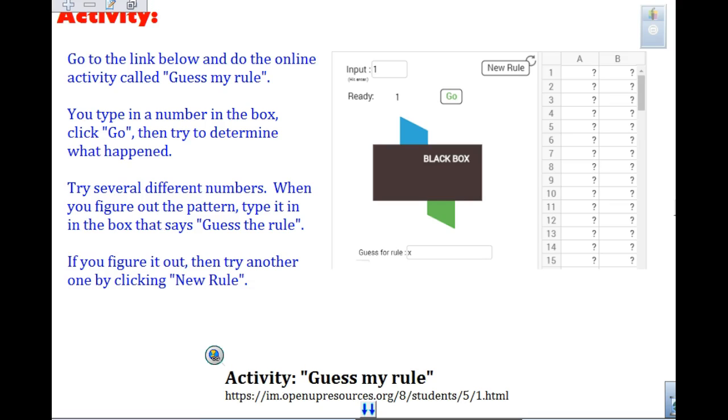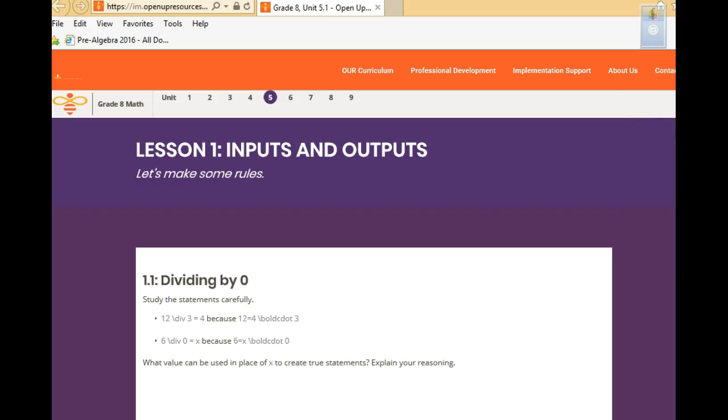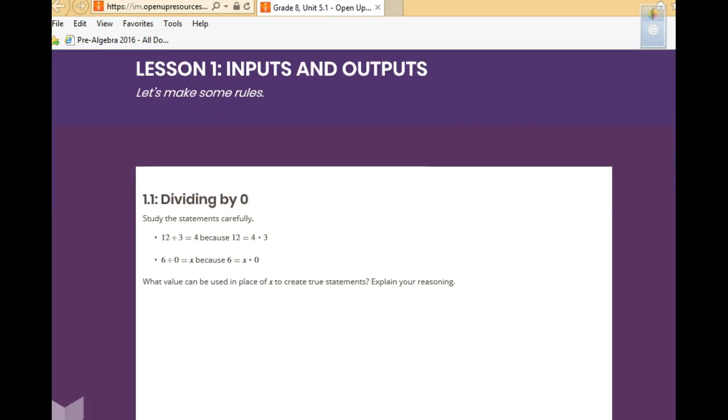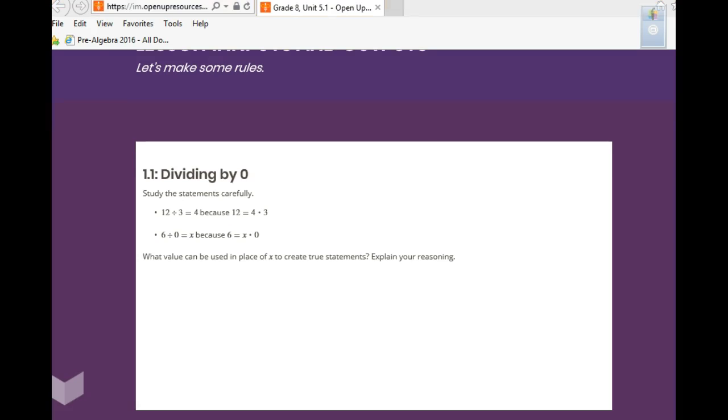What you're going to do is go to this web page, and it's the second one down, and I'm just going to show you what that looks like when I do it here. You'll put in this web address, and it's going to take you to the 8th grade Open Up Resources. When you look at this, it says the first lesson's on dividing by 0, which we know division by 0 is what? Undefined, not 0.